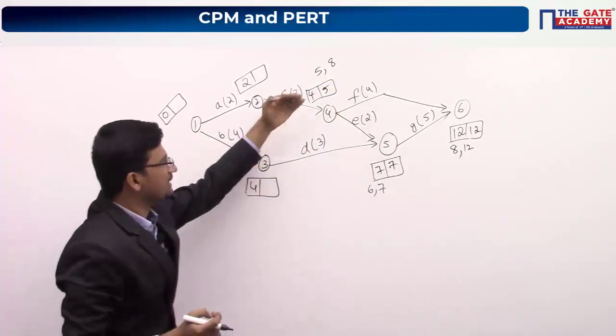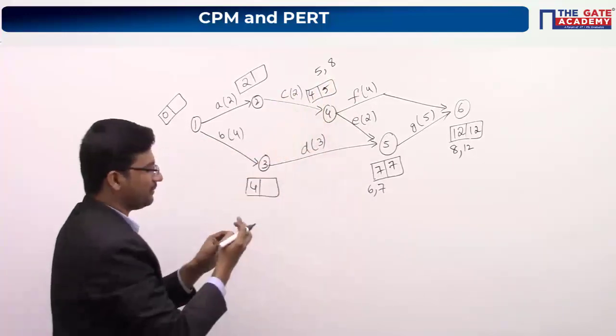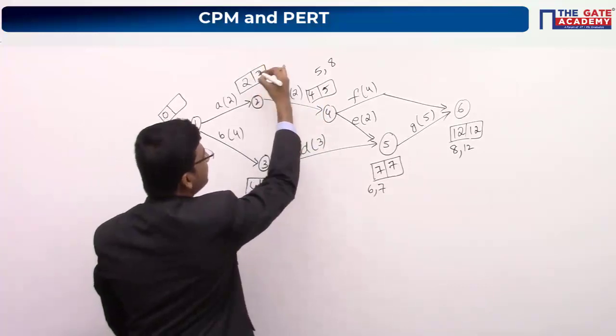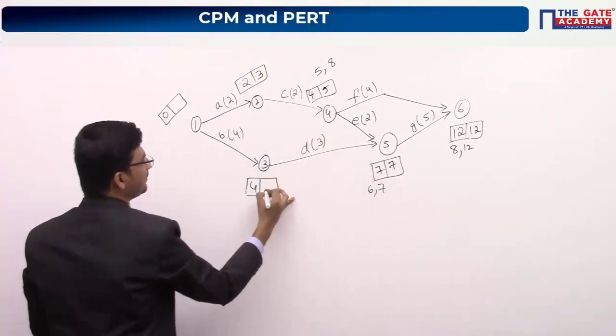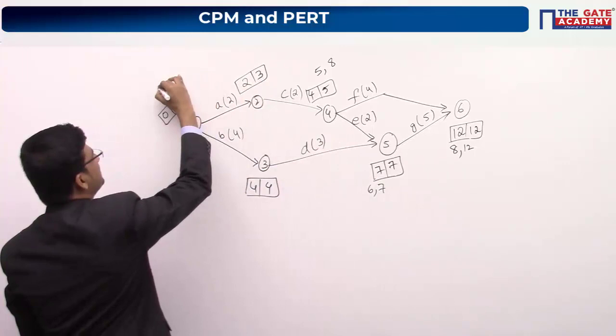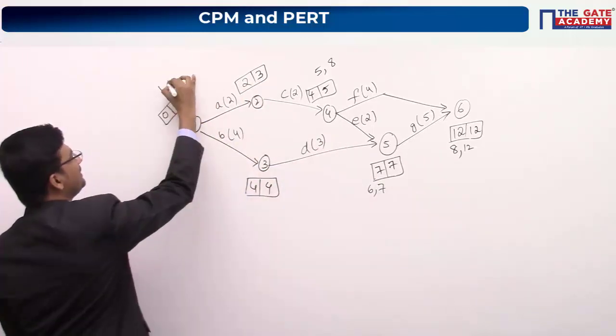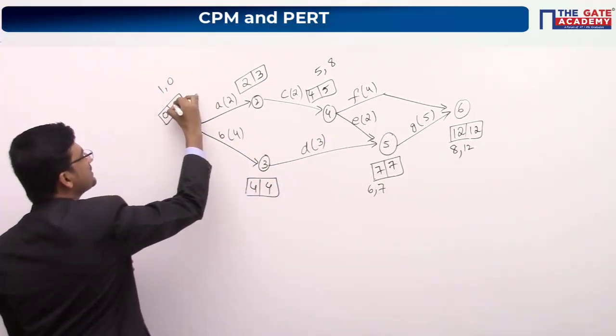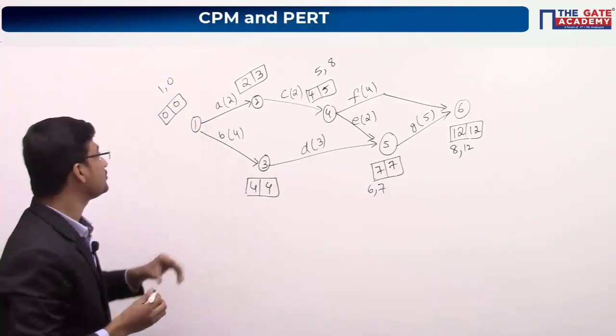And next part, 5 minus 2, it will be 3. And 7 minus 3, it will be 4. 3 minus 2, it is 1. 4 minus 4, it will be 0. So among these two, the minimum value is 0. So definitely you should get 0 here.